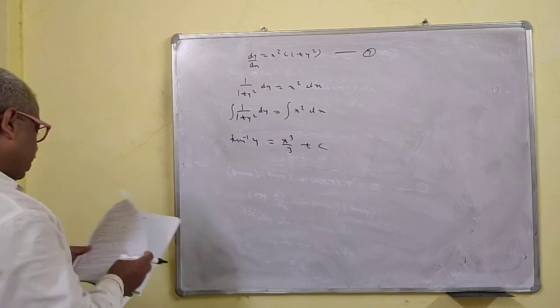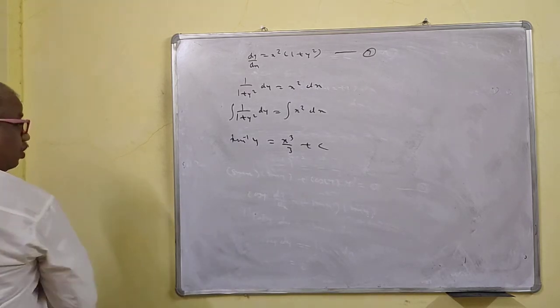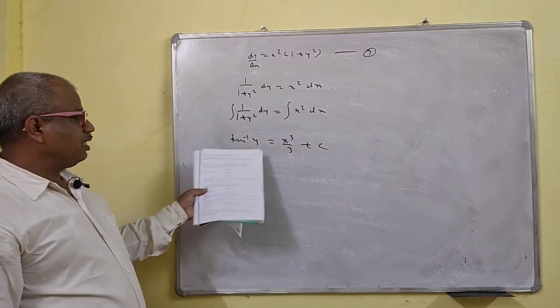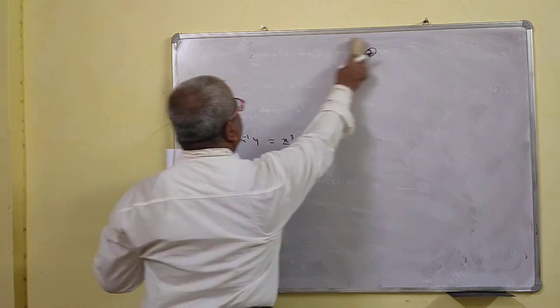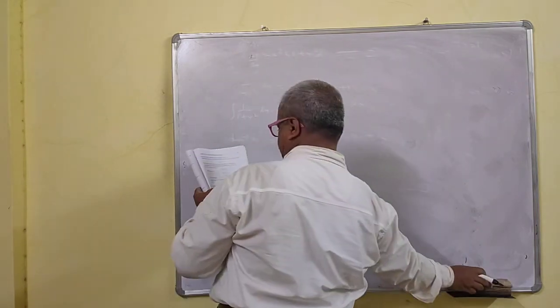Don't make this complicated now. If you want to write it, y is equal to tan of this, that will also be the general solution. Okay, if you don't want that, you can keep this as it is.